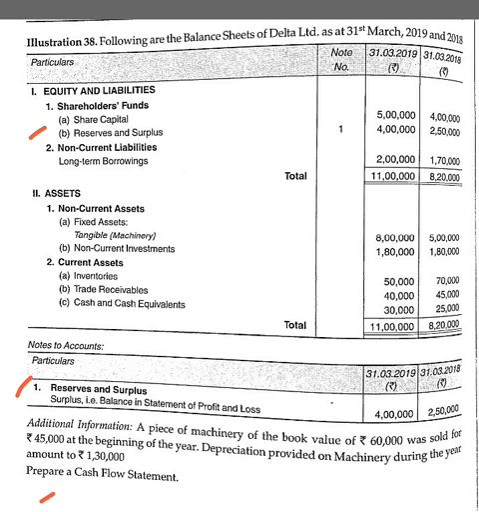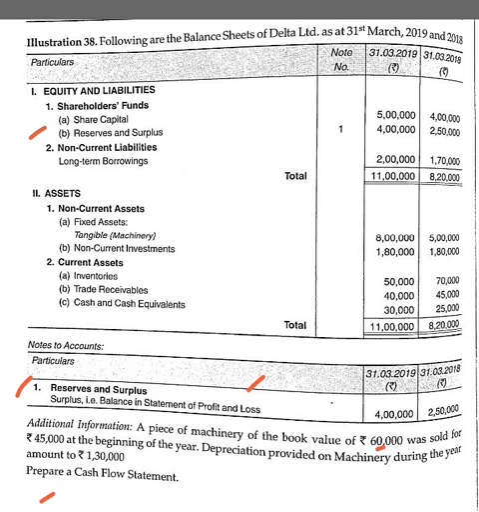So first of all, what is the way to do a complete question of cash flow? You have to read the additional information. What is given in the additional information? A piece of machinery of book value 60,000 was sold for 40,000 at the beginning of the year, and the depreciation provided on the machinery is 1,30,000. So according to this statement, you have to prepare the machinery account in the working note. Clear? Then you will do notes to account, and at last we will do the question according to the balance sheet.